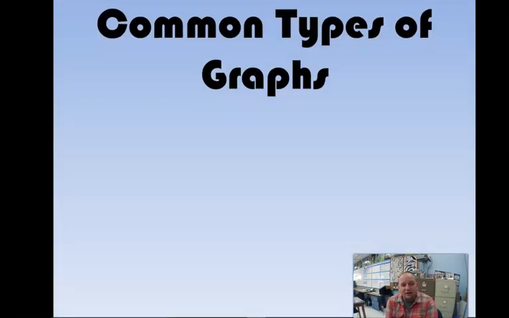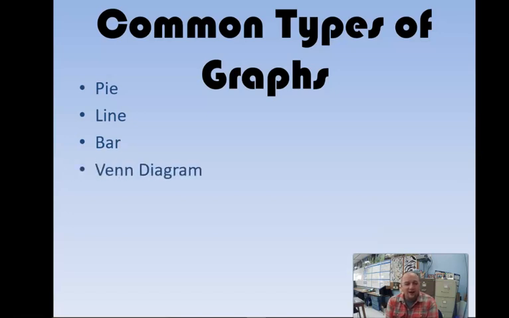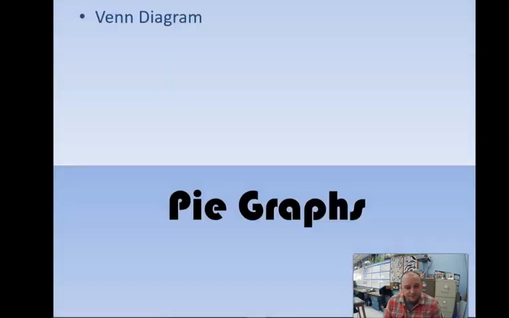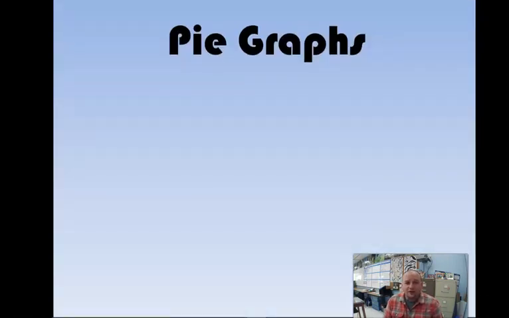There are different types of graphs. The ones that we're going to go over today are pie graphs or pie charts, line graphs, bar or column graphs, and Venn diagrams. We'll talk about each of these, give some examples, and explain when you use each. So pie graphs, great tools.